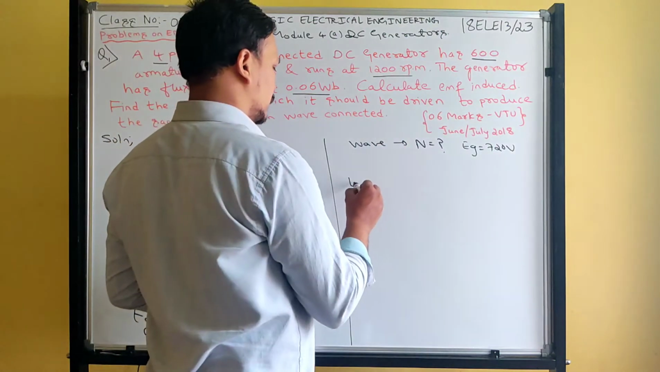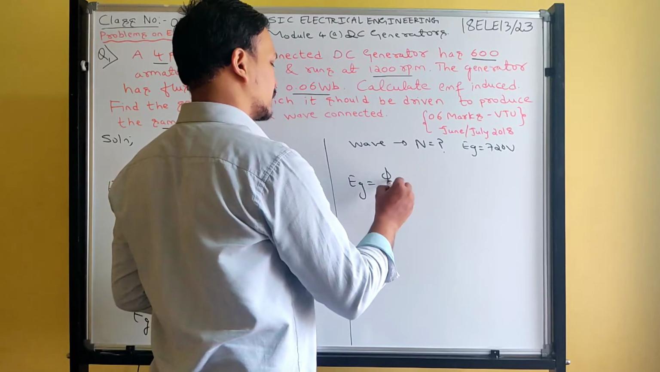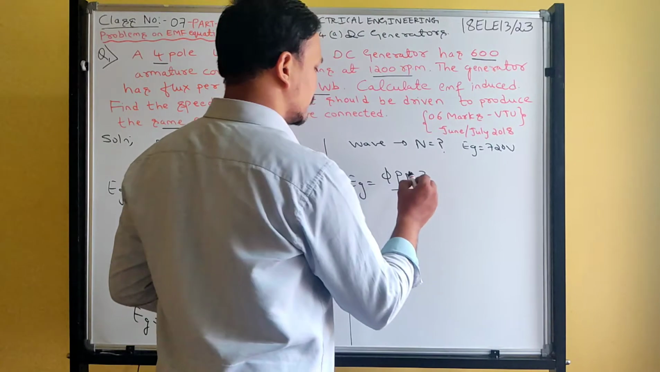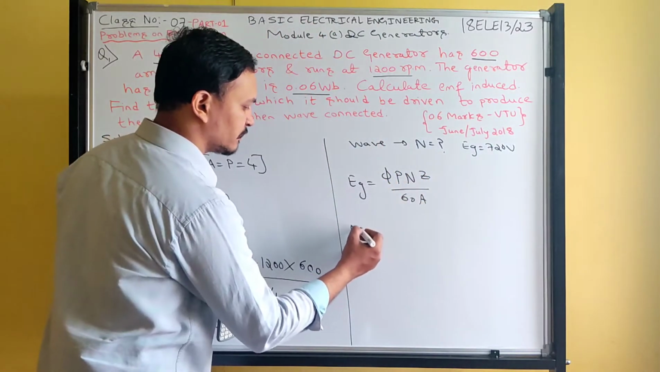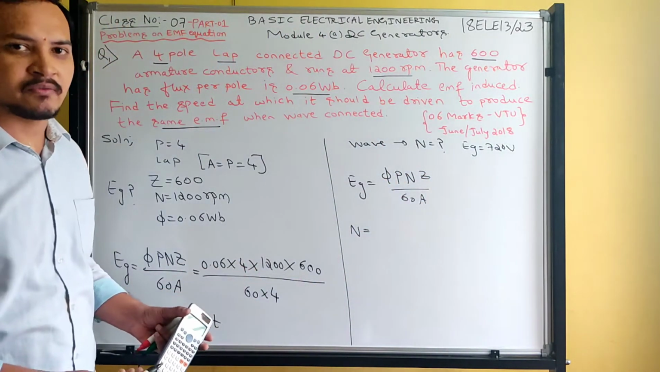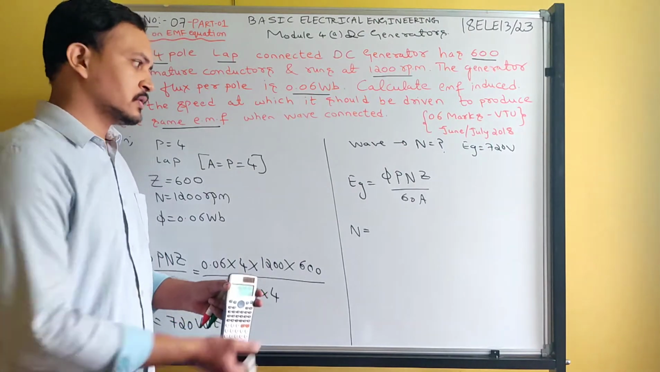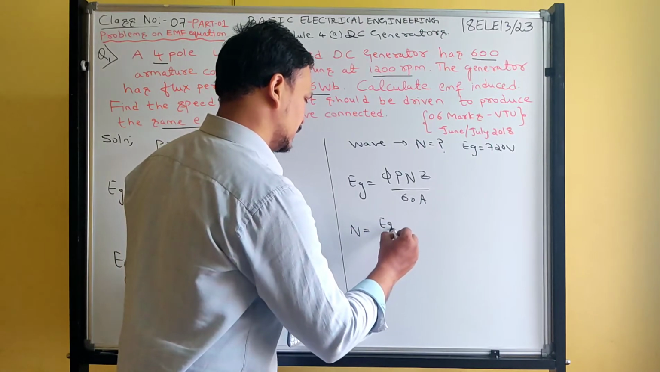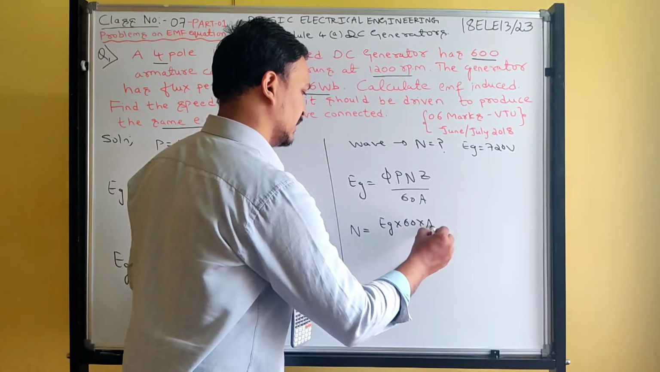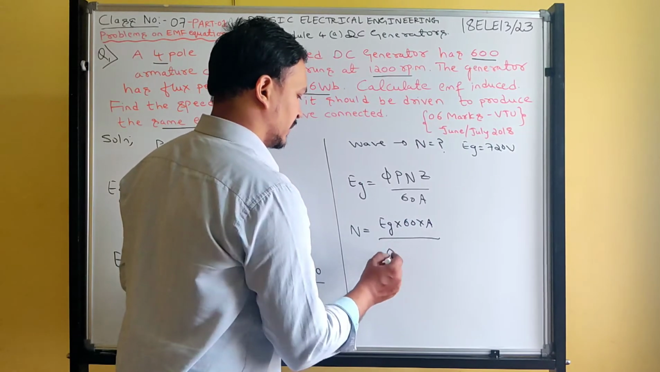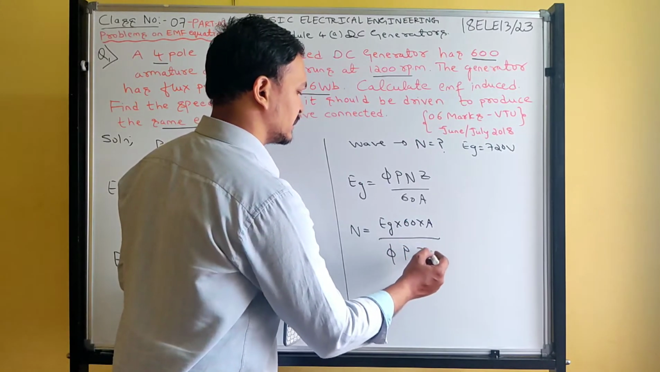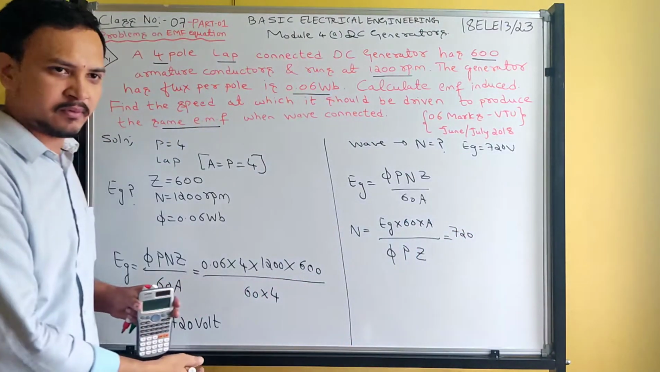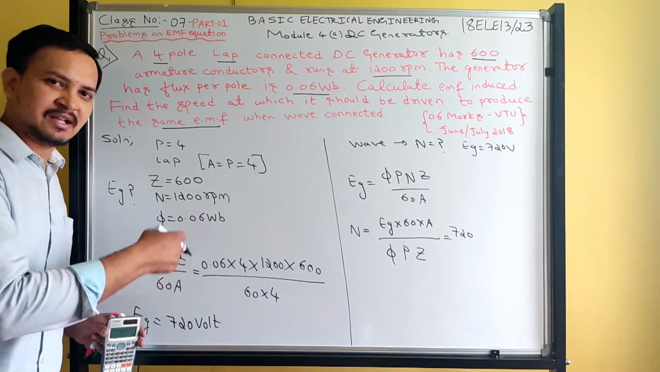Again, you need not worry. Write the EMF equation formula, phi P N Z by 60A. From this you write the equation for N, because they are asking for speed. So N is equal to Eg into 60 into A divided by phi P Z. What is the voltage generated? We have to take the same EMF. What EMF you got in lap connected, you take the same EMF.